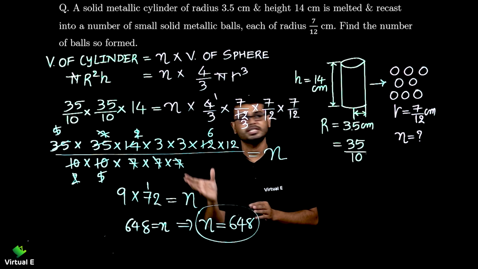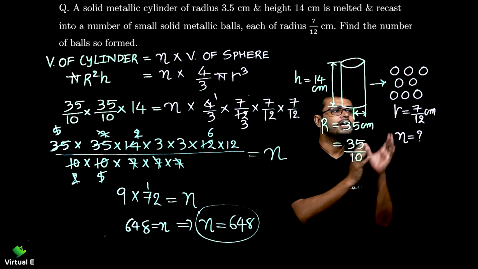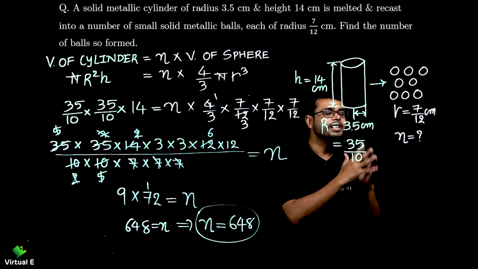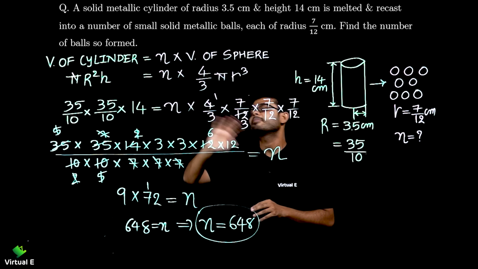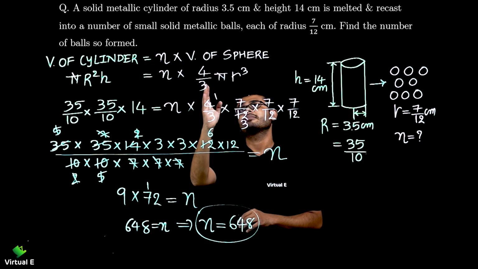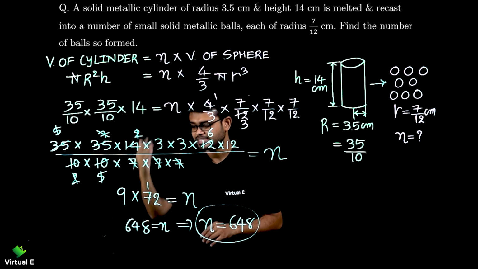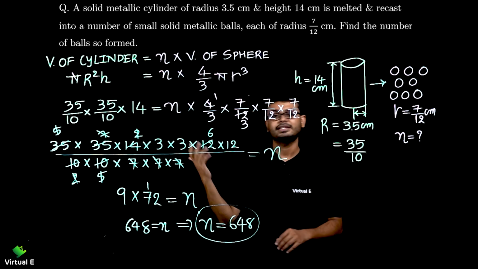Let's recall what the concept was. Here we are converting a cylinder into the form of metallic balls and the radius is already given. We just need to find how many. So compare their volume. Volume of cylinder is equal to n multiplied by volume of sphere. Then apply the formula, substitute the values, do the simplification and get the answer.